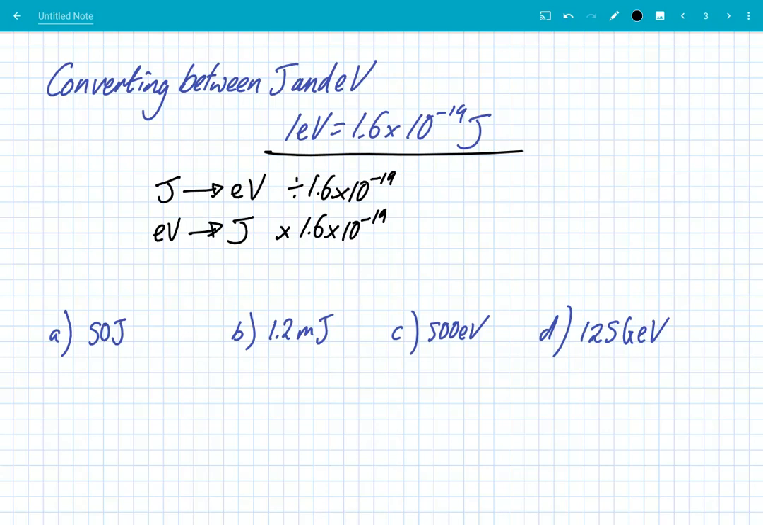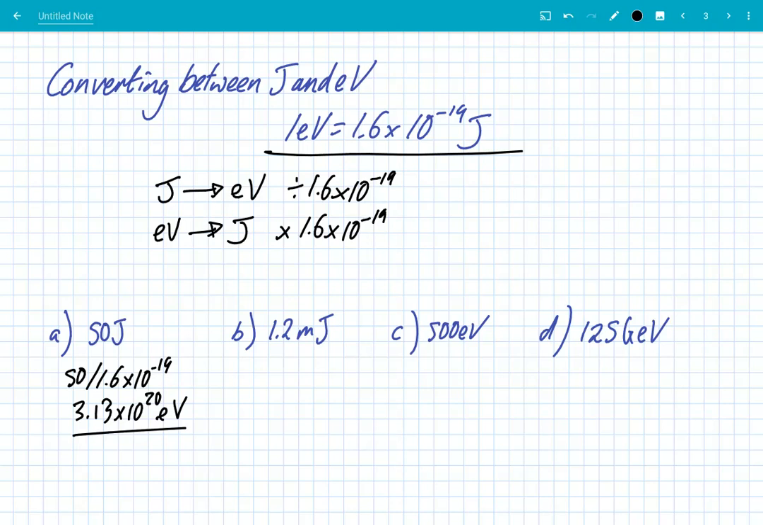So I've got 50 joules here. So if I want to convert that to EV, I do 50 divided by 1.6 times 10 to the minus 19. And that gives me 3.13 times 10 to the 20 EV. So 50 joules of energy is a small amount of energy in everyday life, but it's a huge amount of electron volts.